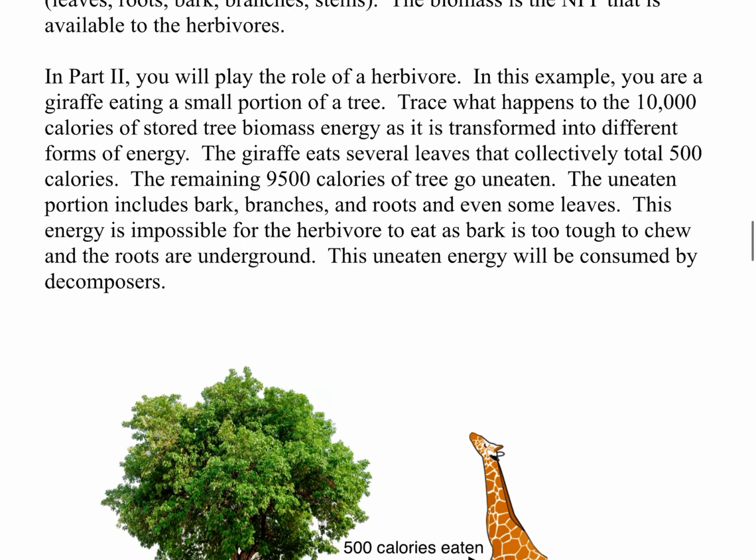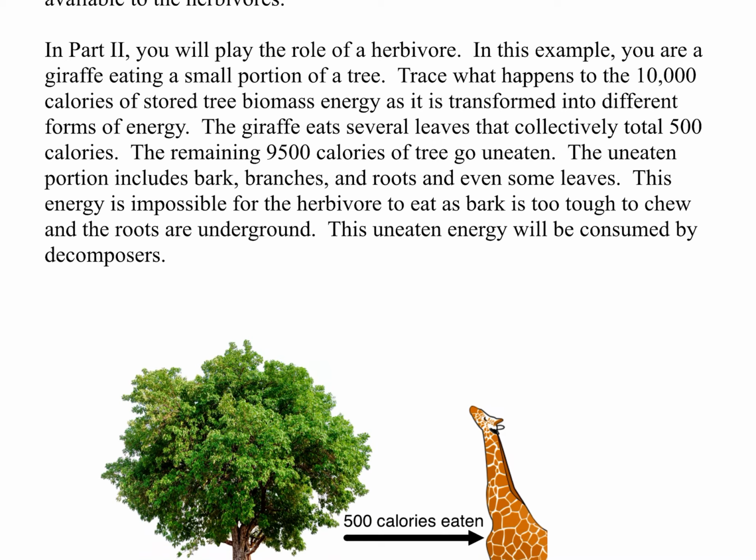So in part two, we're going to play the role of a herbivore. In this example, we are a giraffe eating a small portion of the tree. Trace what happens to the 10,000 calories of stored tree biomass energy as it's transformed into different forms of energy. The giraffe eats several leaves that collectively total 500 calories. The remaining 9,500 calories of tree go uneaten.